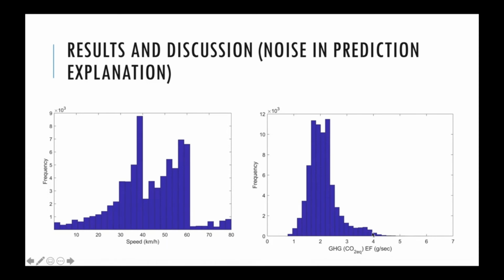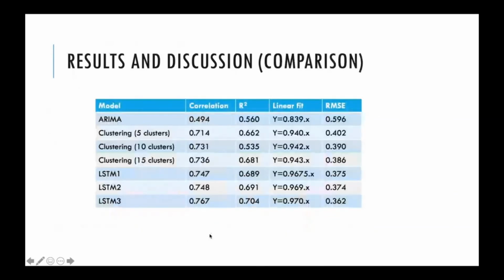High greenhouse gas emission rates are associated with either low speed or high speed, and this is also illustrated in the frequency figure of speed in the network. Comparing the results quickly, ARIMA was the worst, then comes clustering. With increasing the number of clusters, the performance has improved. Then LSTM, it outperformed both ARIMA and the best case of clustering.